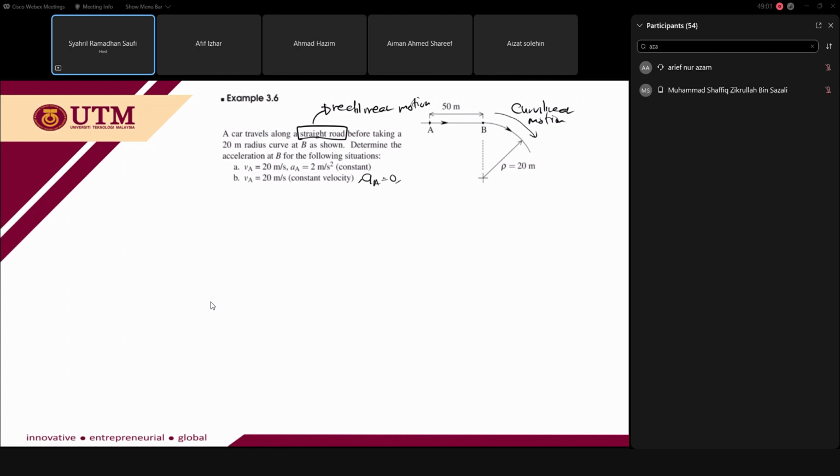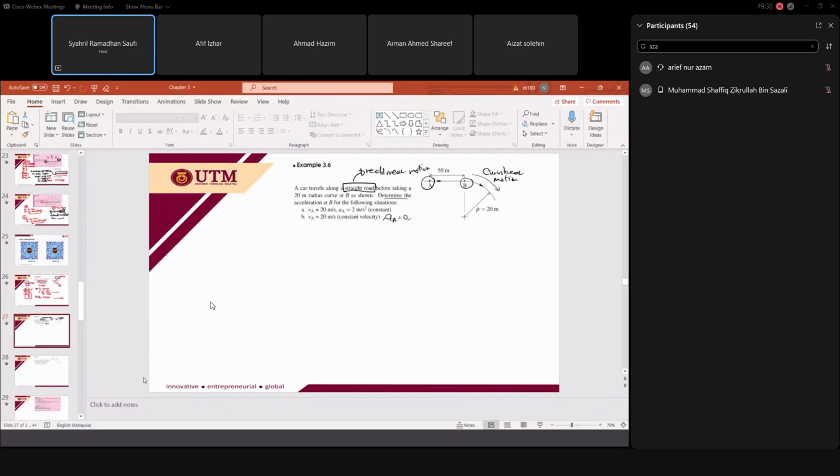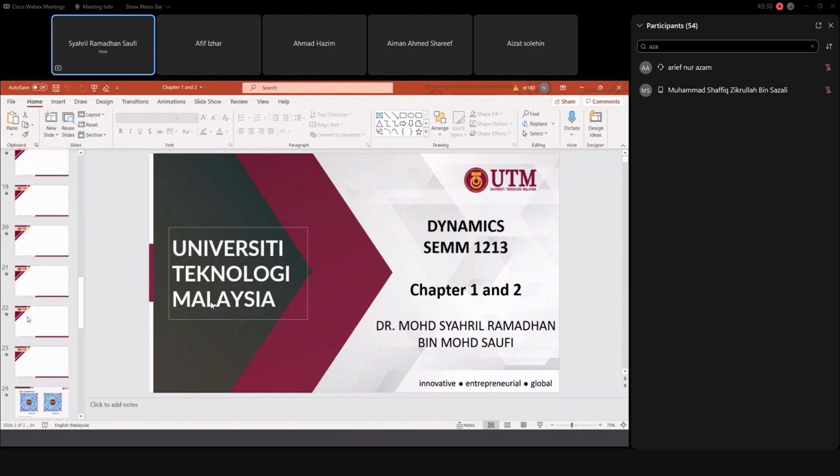So now you are given the information at A, and you need to determine the acceleration at B. From A to B is a rectilinear motion. So let me recap the previous slide from chapter 2, and show you what will happen.